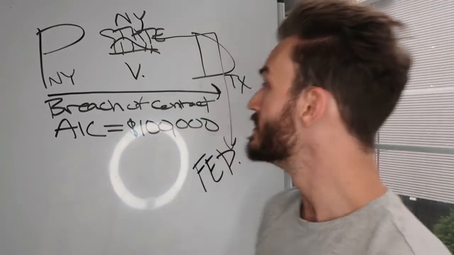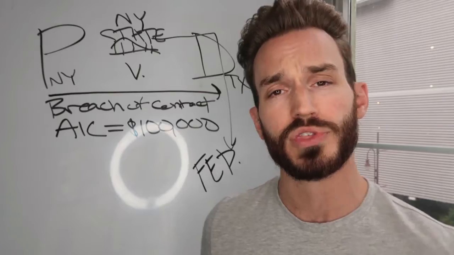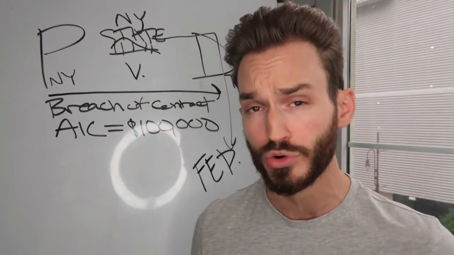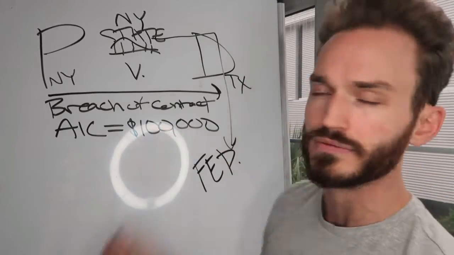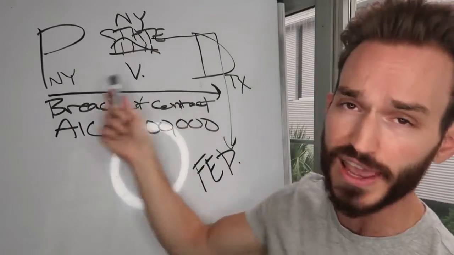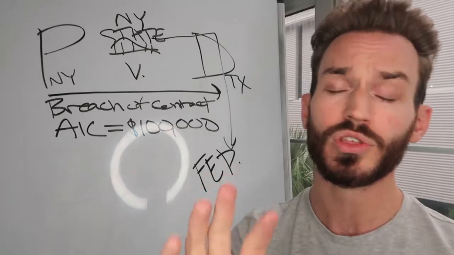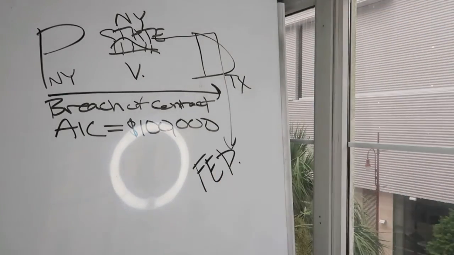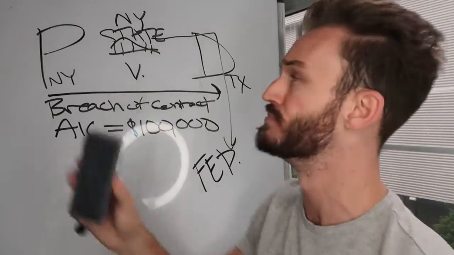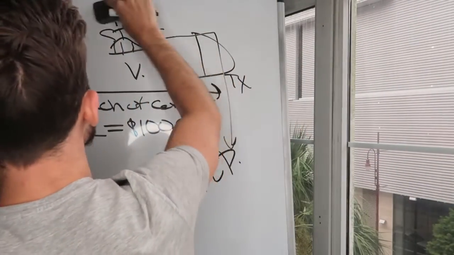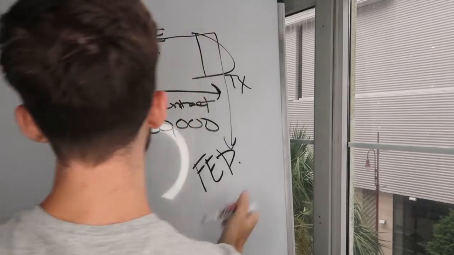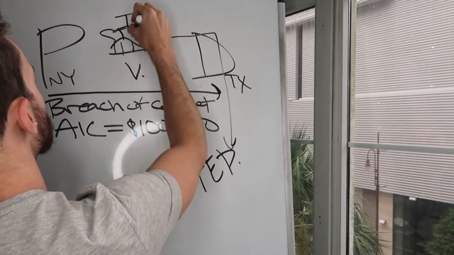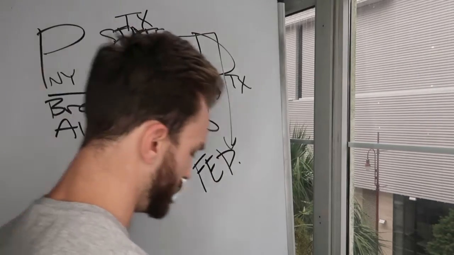And the defendant in this scenario would be fully within his right to do that. This case could have been originally brought in federal court. Defendant can move it from state court to federal court. Now here's the one caveat that you have to look out for. Imagine that this case had been brought in Texas state court. Imagine that the plaintiff had sued in Texas state court.